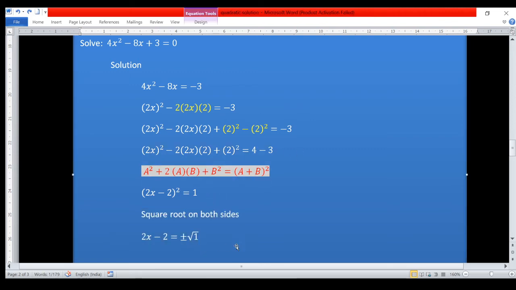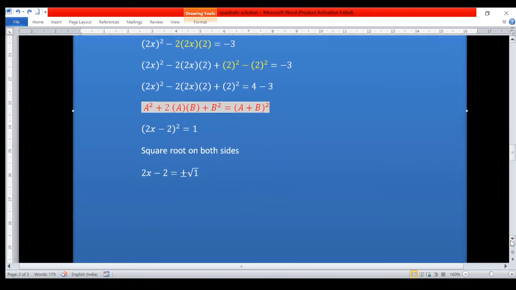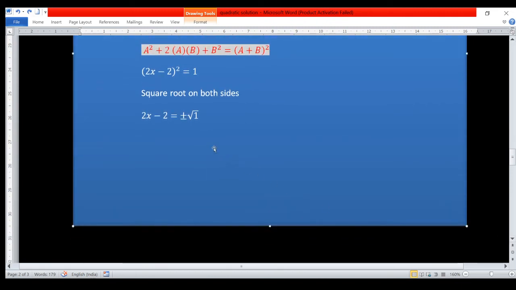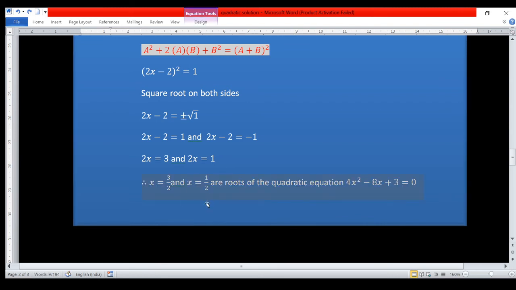If you take the square root on both sides, 2x − 2 is equal to ±1. Root of 1 is 1, so we'll get +1 in one case and −1 in another case. So 2x − 2 = 1 and 2x − 2 = −1. Therefore 2x = 3 and 2x = 1. So conclusion: x = 3/2 and x = 1/2. So the previous method also we got the same. By this method also we got the same.